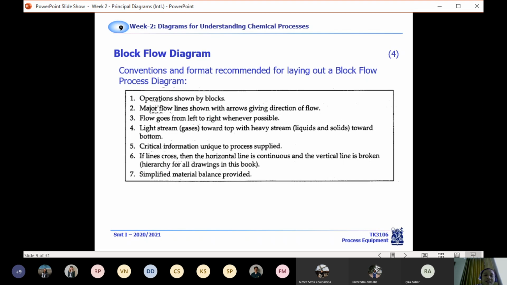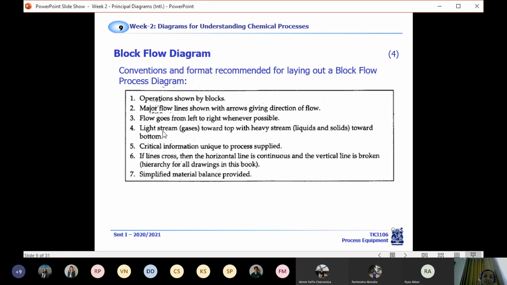This is also important: flow goes from the left to the right if it's possible. So from the feedstock, or the feed, on the left, it goes to the right and ends up on the right side, which is the product. If it's possible you make it like that, so it will be very good. From the left to the right.